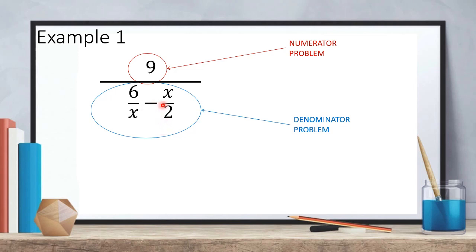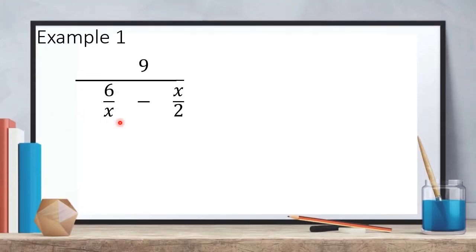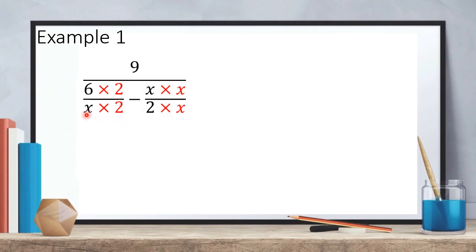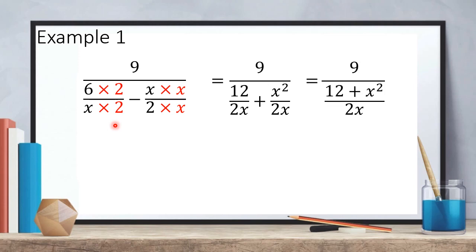So here we have minus between the two fractions. So we should subtract them, but remember we should have the same denominator. The first denominator is x, the second denominator is 2. To have a common denominator, we multiply them by each other. So x is multiplied by 2, of course the 6 also, and 2 is multiplied by x, and of course the x is also multiplied by x. We multiply above, we multiply below. The answer will be the following, and now we can add them, and here's our answer.